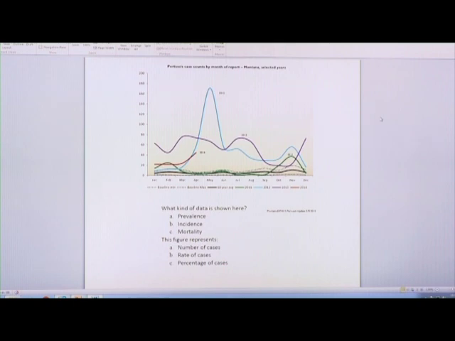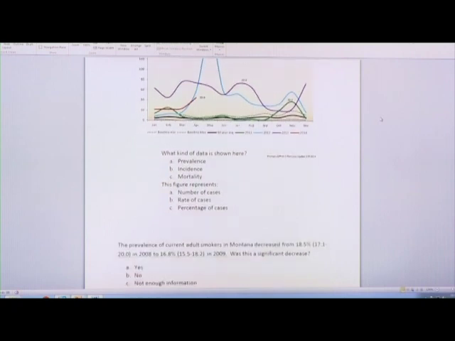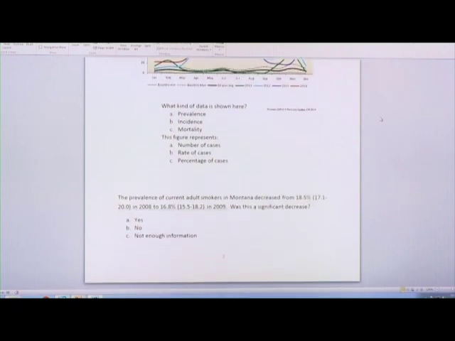Okay, so what kind of data is shown here? Is it prevalence, incidence, or mortality? Incidence. Yep. And then this figure represents, what do you think, number of cases, rate of cases, or percentage of cases? Correct. Once again, the title was a dead giveaway. Yep. And it usually is, so read your titles. Oh, and then we have one last question.